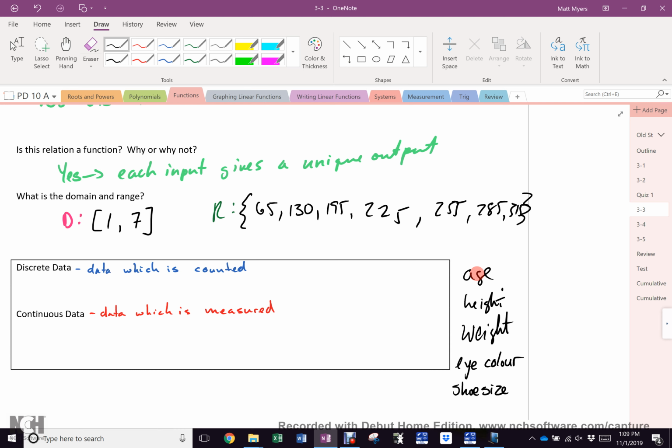Why? Do I have a weight? Did I have a weight when I was born? Yes. Will I have a weight when I die? Yes. Excellent. What about eye color?